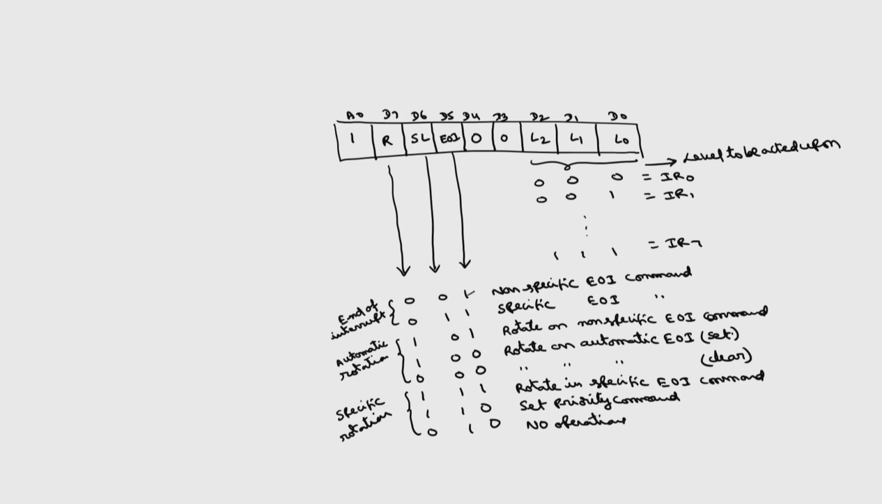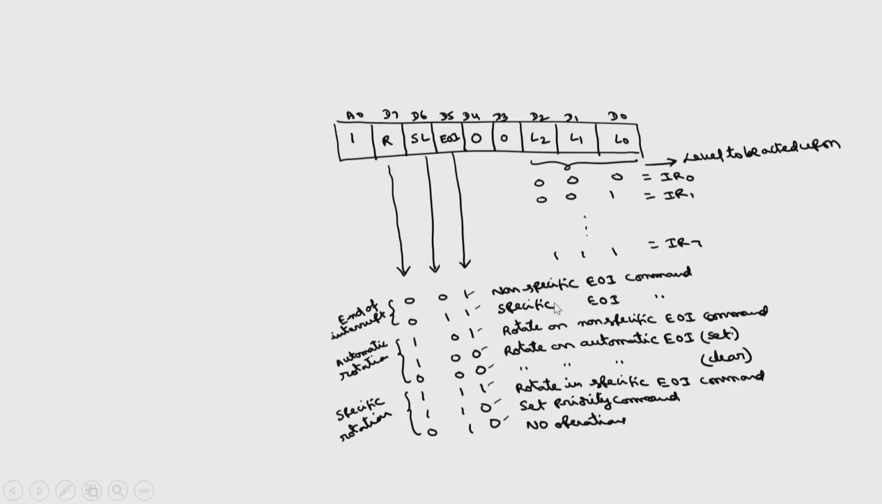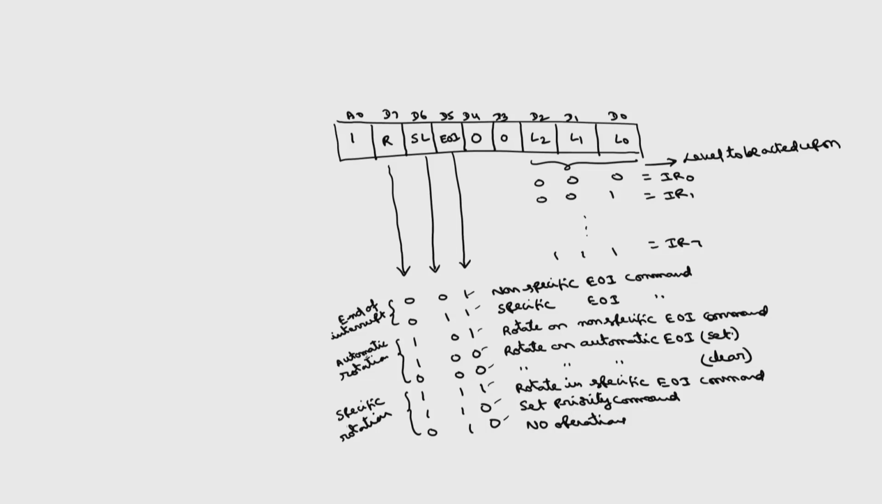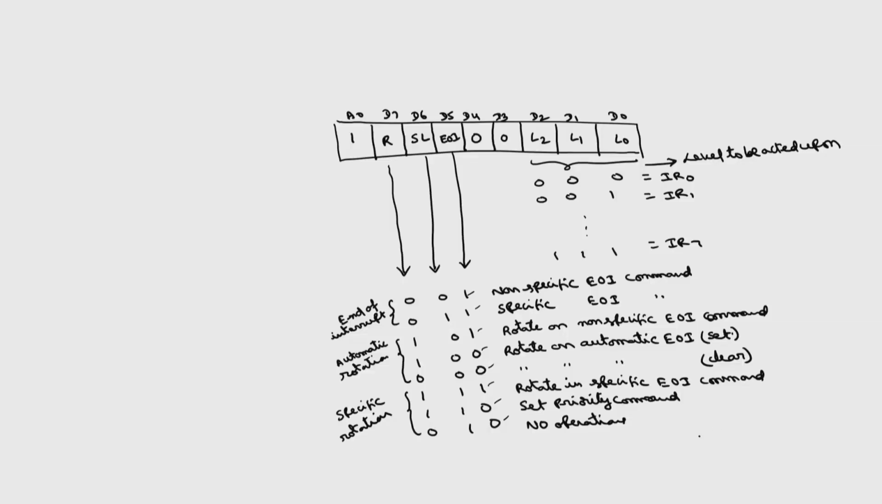So because these two represent end of interrupt, these three will be automatic rotation, these three will be specific rotation. That is why I have given this in random order. And this non-specific and specific EOI I have just explained. And coming to specific rotation and automatic rotation, we discussed this in the earlier class. In case of specific rotation, these IRs will be assigned the priority.